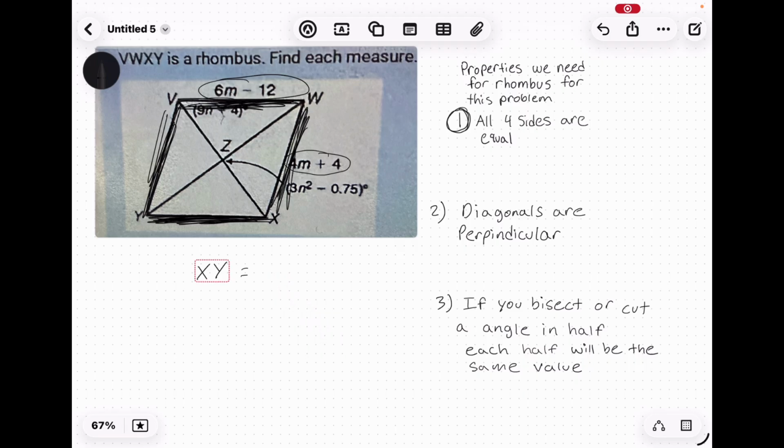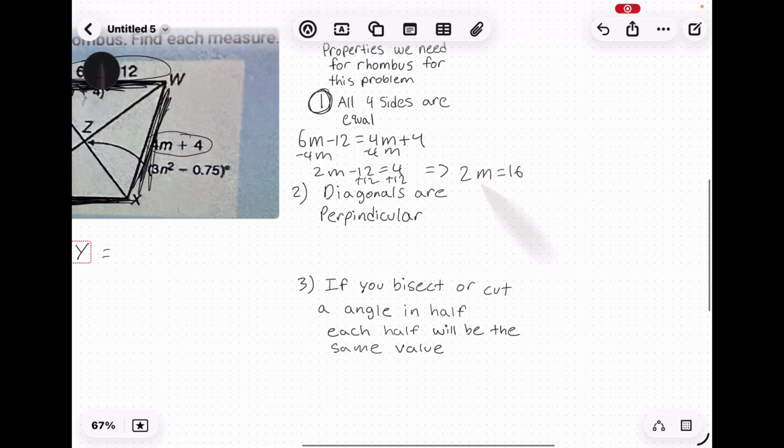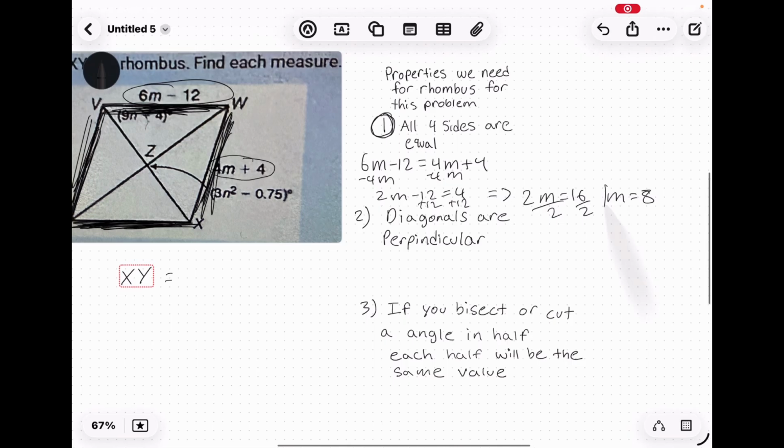So 6m, I'll do it right here. 6m minus 12 equals 4m plus 4. And I want m by itself, so I'm going to subtract 4m. And I get 2m minus 12 equals 4. I'm going to add 12, so that's going to give me 2m equals 16. Oh, I made a mistake there. 2m equals 16. And if I divide by 2 here, m will give me 8. Now I know what the variable m is.